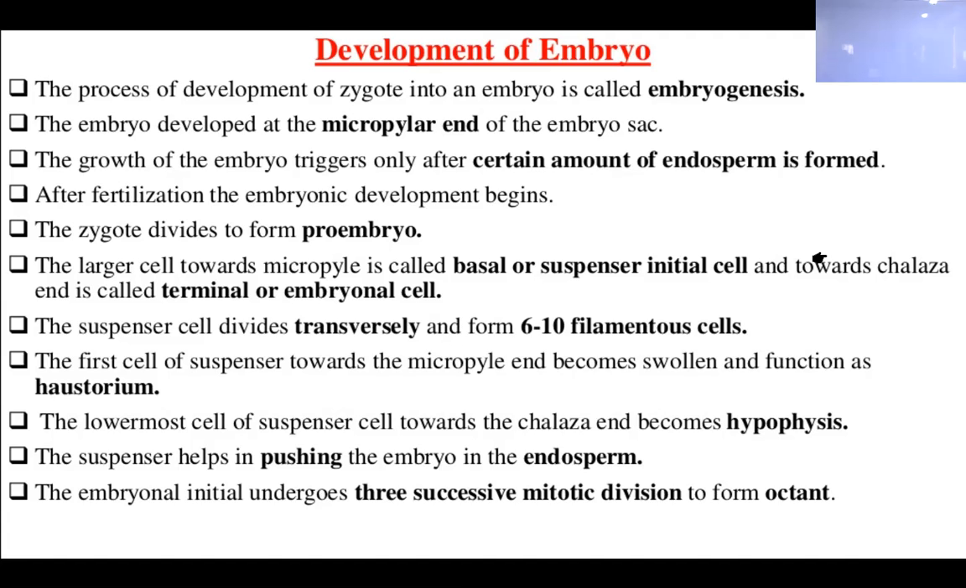Okay, the zygote divides to form proembryo, then the cell towards micropyle is called basal or suspensor initial cell, and towards chalaza end is called terminal or embryonal cell. So we have two types of cell, embryonal cell or initial cell. If it is towards the micropyle, if it is towards the chalaza, you have to remember in this way. Now suspensor cell divides, that means basal one, transversely and forms 6 to 10 filamentous cells.